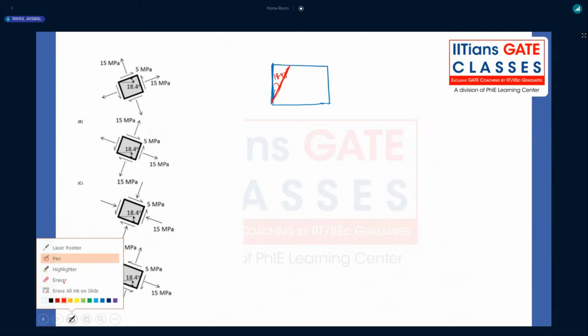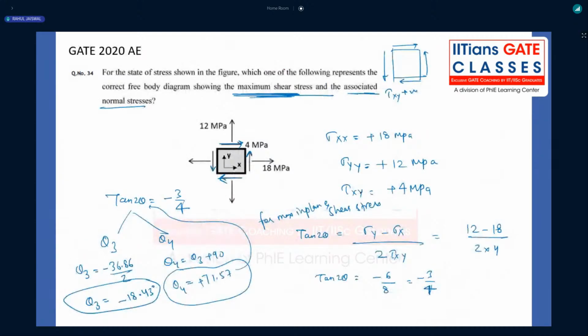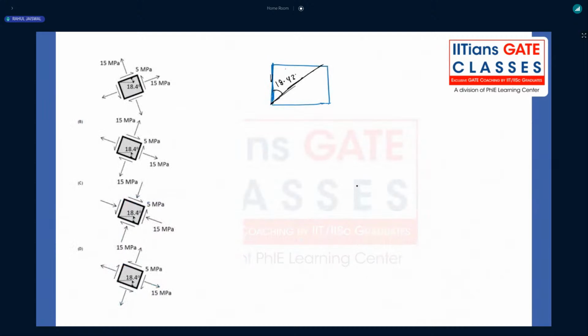Let me write clearly so that you can come to know about the plane, because representation of the planes is very, very important. This will be one plane which is being inclined from the reference plane in a clockwise direction. The other plane is what? 71.57, right? That 71.57 positive means what? Anti-clockwise direction.